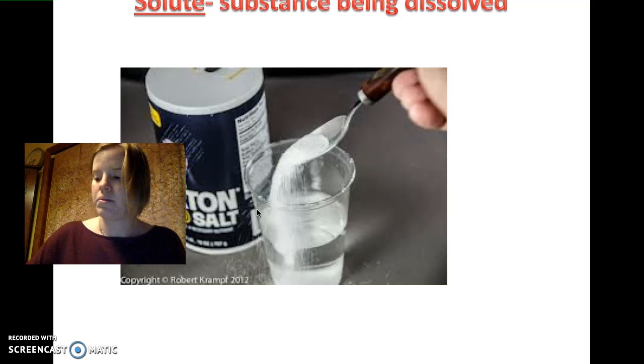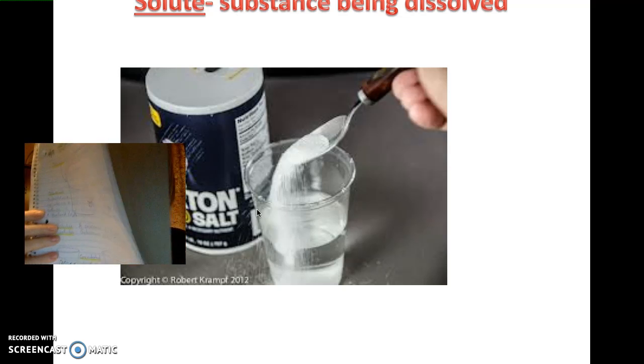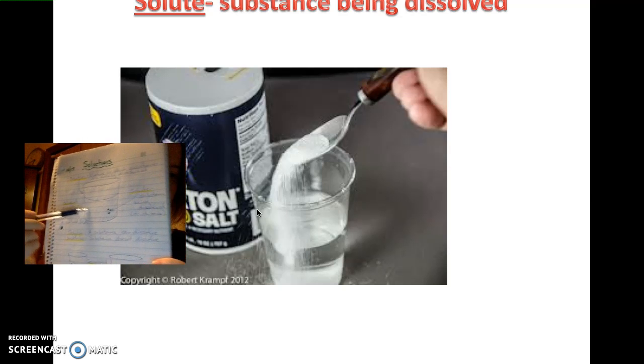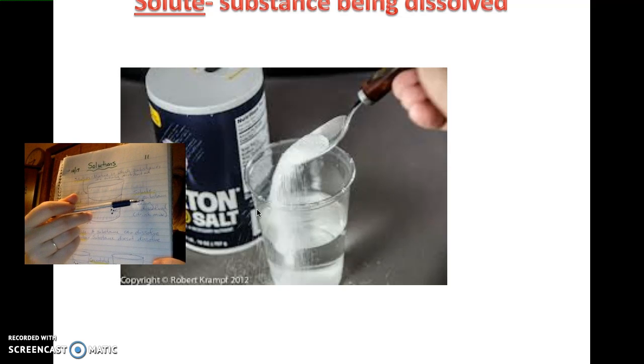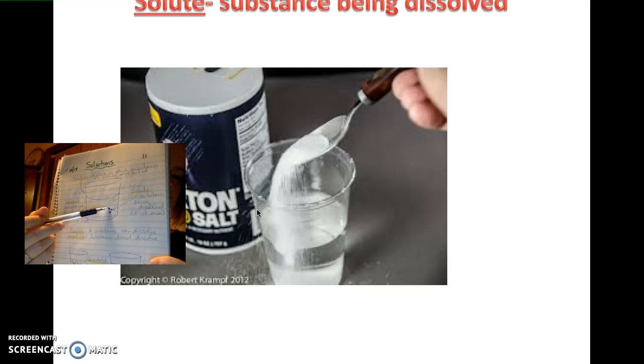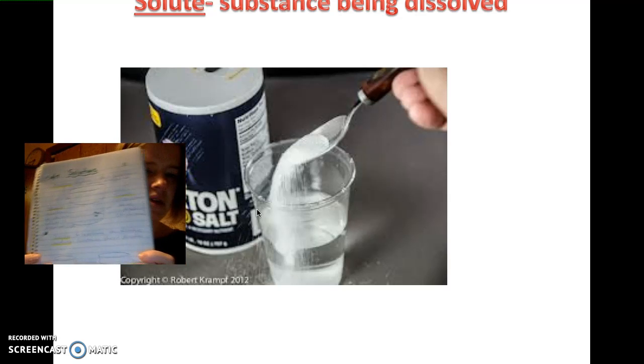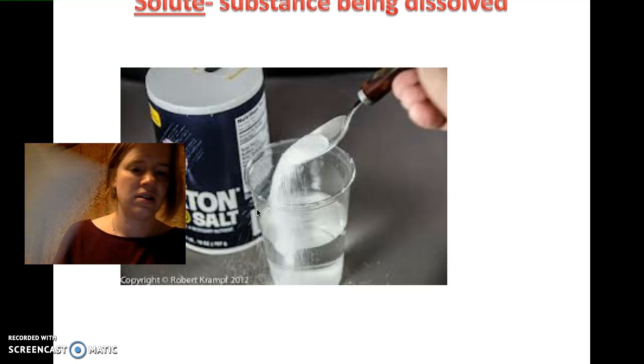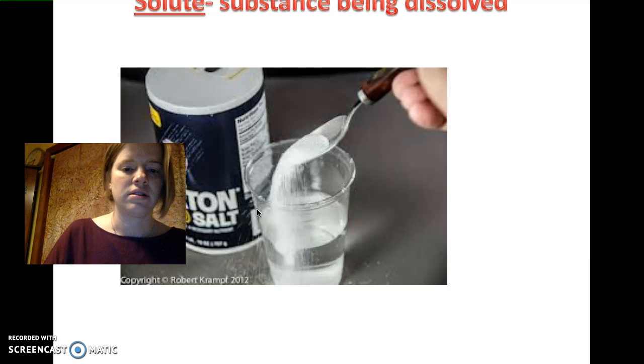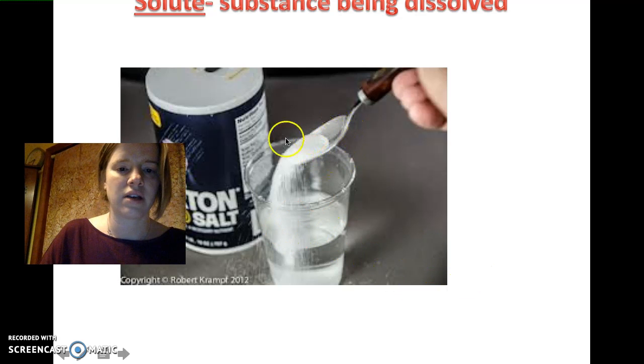Next, I want you to put in next to your cup and in your cup little dots. Okay? This is going to represent the solute. So what you can write solute and draw a little arrow to your little dots. Okay? This is the substance being dissolved, your solute. So in this case, you have salt dissolving in water. Your solute is the salt. Our hot chocolate would be the solute.